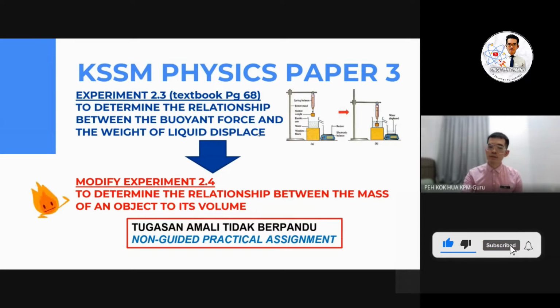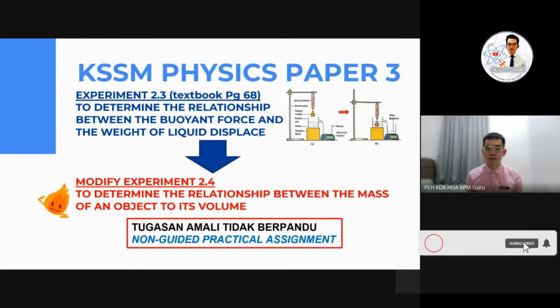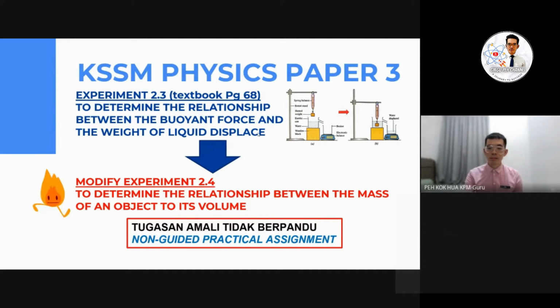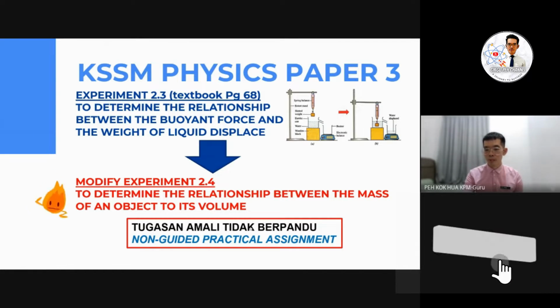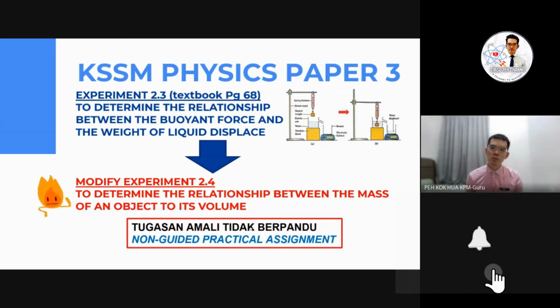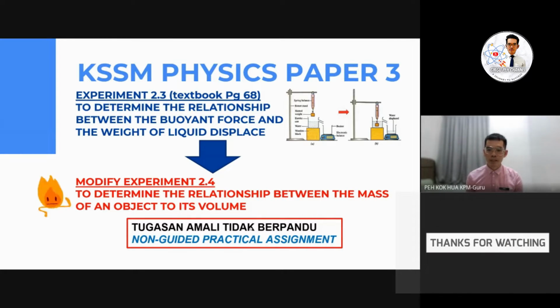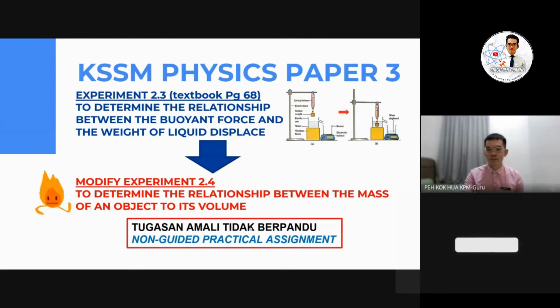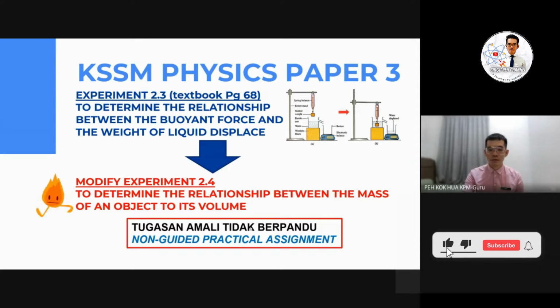And as you know, our Paper 3, Physics KSSM, will have two different types of questions. They are the Tugasan Amali, berpandu, and the Tugasan Amali, tidak berpandu. For today's discussion, we are going to discuss the question of the type Tugasan Amali, tidak berpandu. So let us go through together what is the pattern for the Tugasan Amali, tidak berpandu.